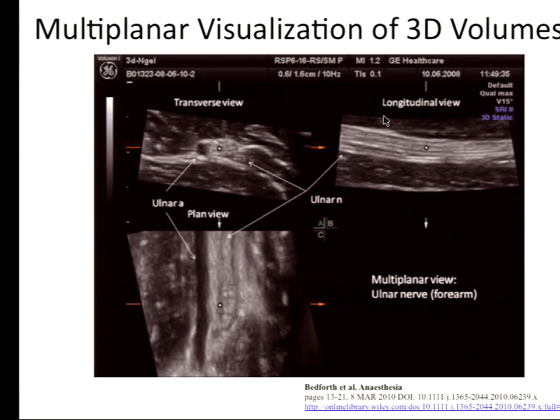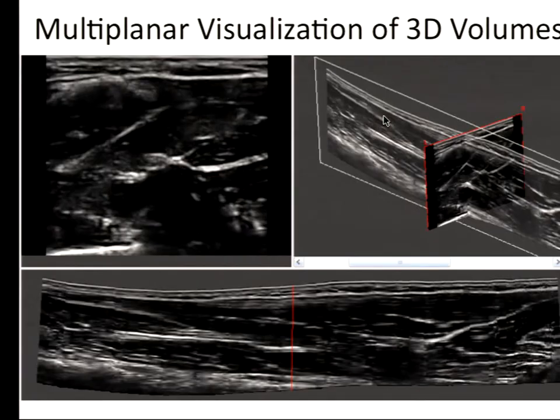One standard way of visualizing it is using these multiplanar reconstructions. So you can visualize a transverse view, a longitudinal view, and a sagittal view. So for example, in this case, we're looking at the ulnar nerve. You can look at the transverse view, the coronal plane or the C plane, and the longitudinal plane, and so forth. Now, when you're doing real-time imaging, you have to imagine where the orientation of the transducer is relative to the orientation of the body and the orientation of these planes. In real-time 2D imaging, it's hard enough to imagine where the plane lies with respect to the transducer and the body. With 3D, now you have one more degree of freedom. So visualization is often problematic.